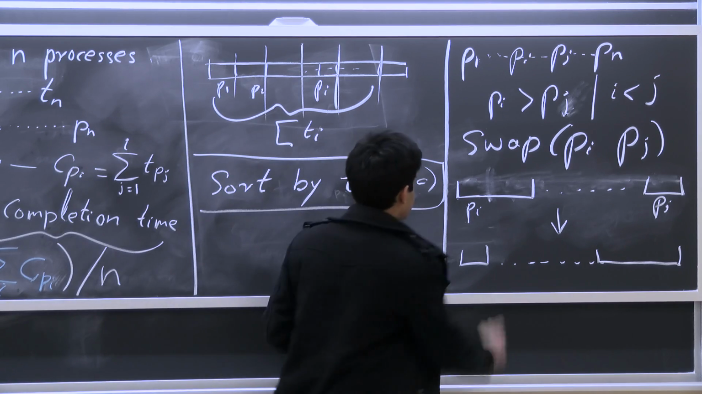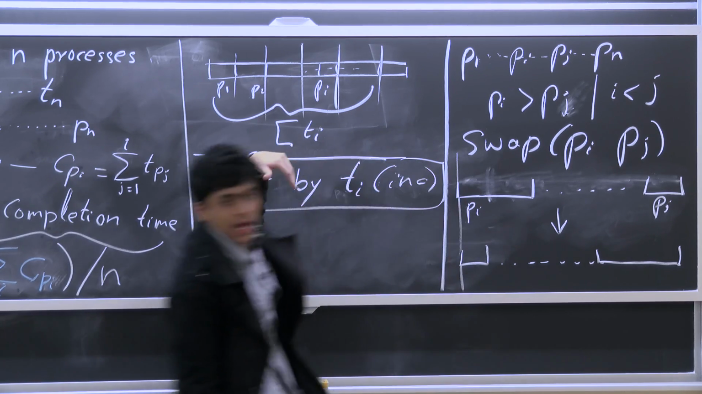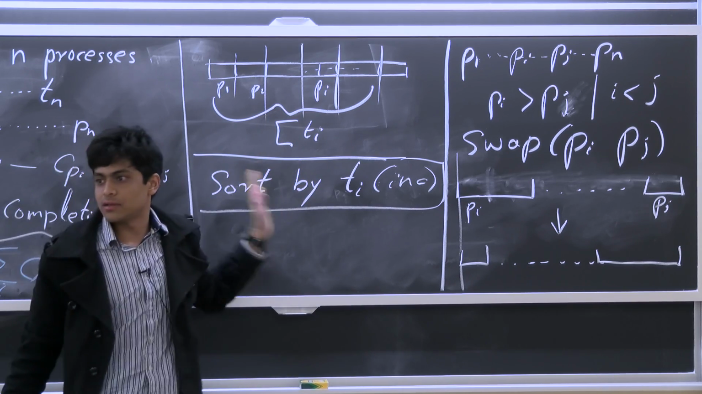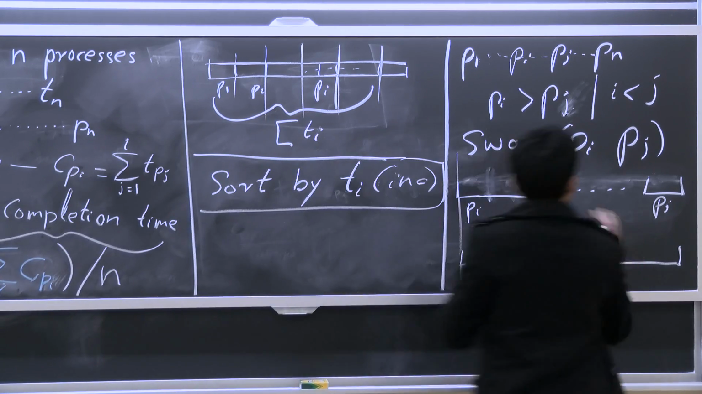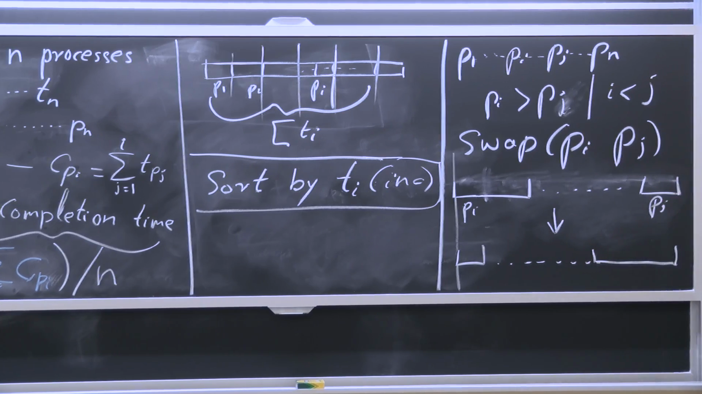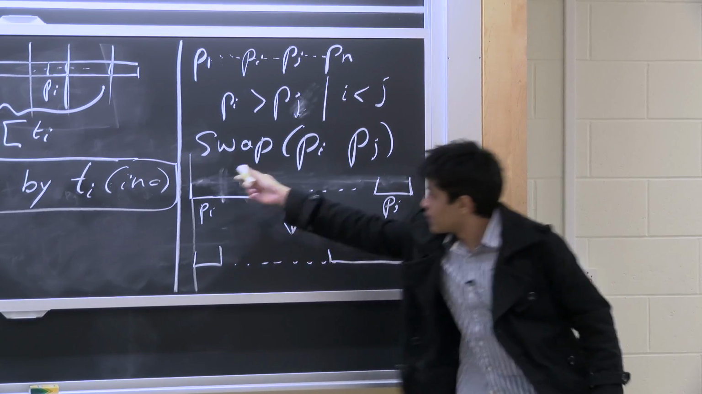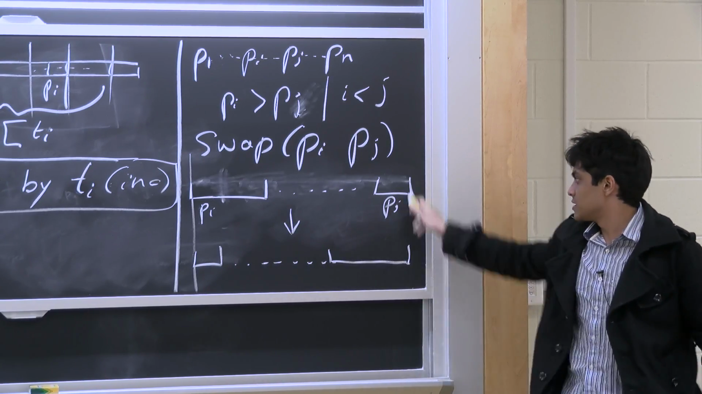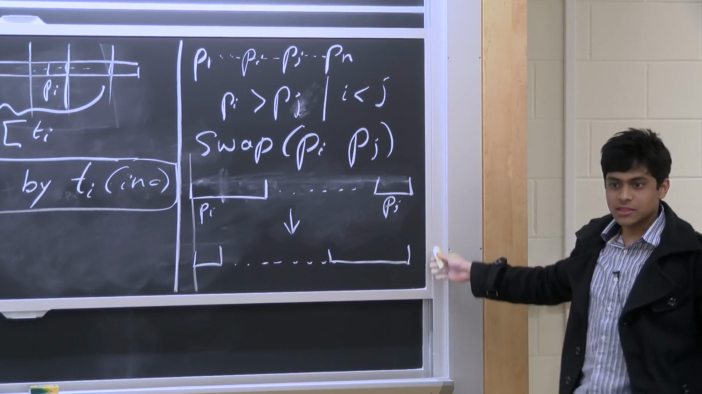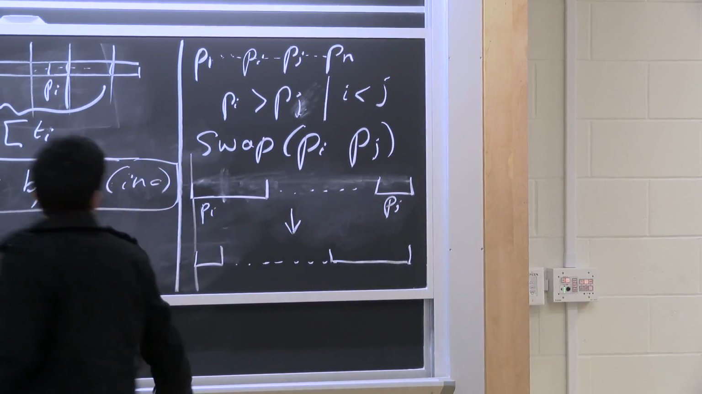So first of all, observe that the completion times of everything behind this is the same. They all have the same completion time and nothing's affected. You're only changing these two things. Everything after this also has the same completion time. So the only things that are changing are this one, and all the ones up to this one. Even this one has the same completion time. Make sense? So how much is this changing by?